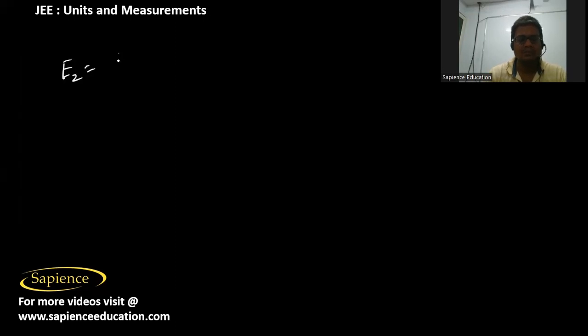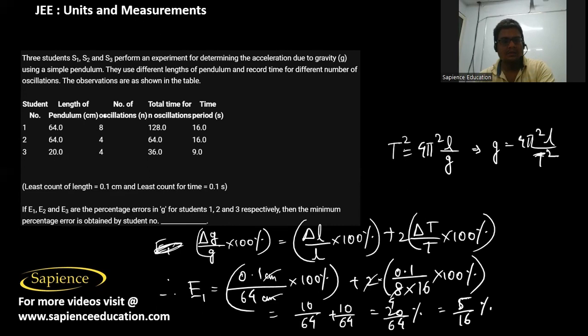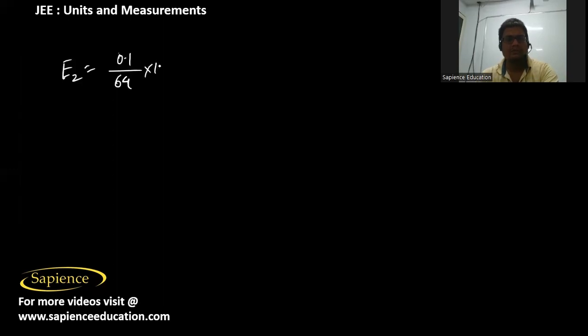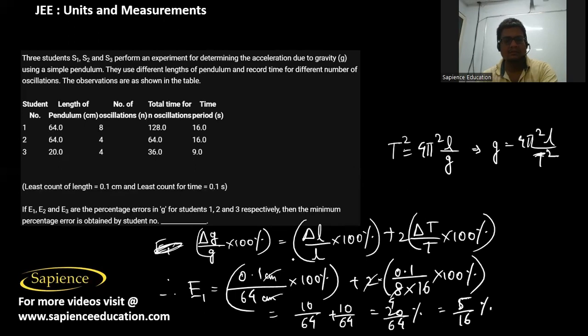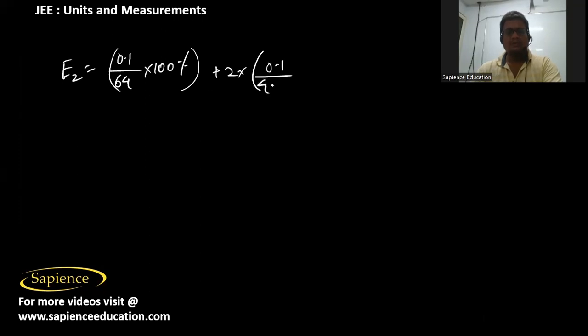And E2, that is the percentage error in g for the student 2. So that will be also 0.1 by 64 into 100%. That is the percentage error in the length, plus twice of the percentage error in the time. So he has performed 4 oscillations. So the least count error will be 0.1 by 4 into the time period which he has found, that is 16, into 100%.